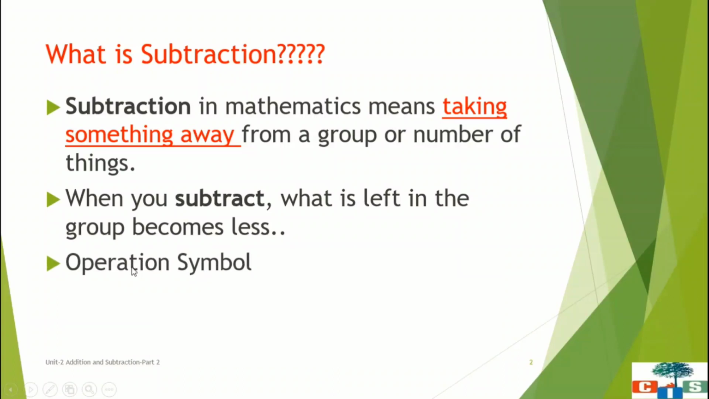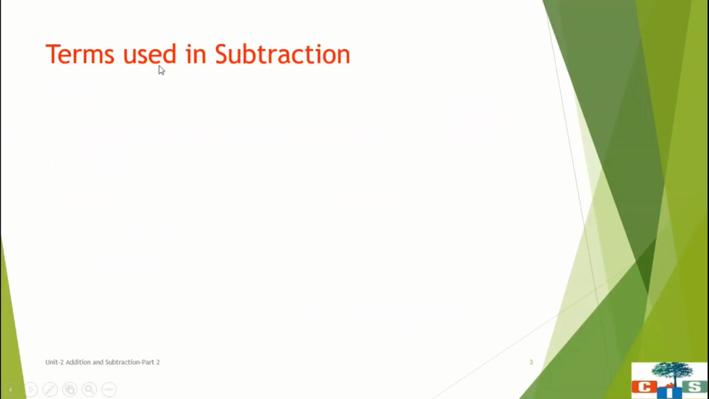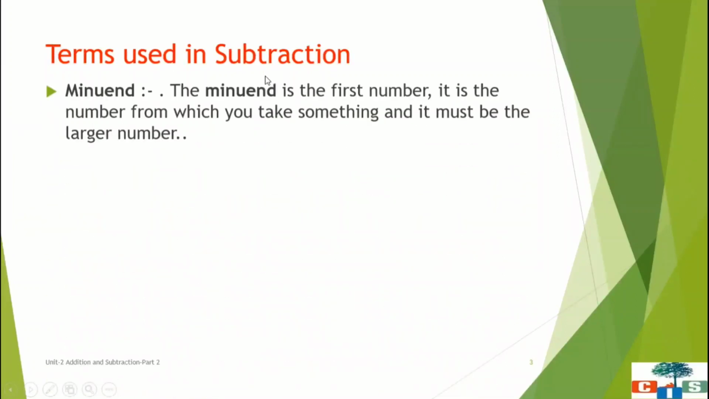Okay, so next is the operational symbol for subtraction. What is the operational symbol for subtraction? This is the operational symbol for subtraction, that is, this minus. Now we will see some terms that are used in subtraction. First is minuend. The minuend is the first number. It is the number from which you take something and it must be a larger number.